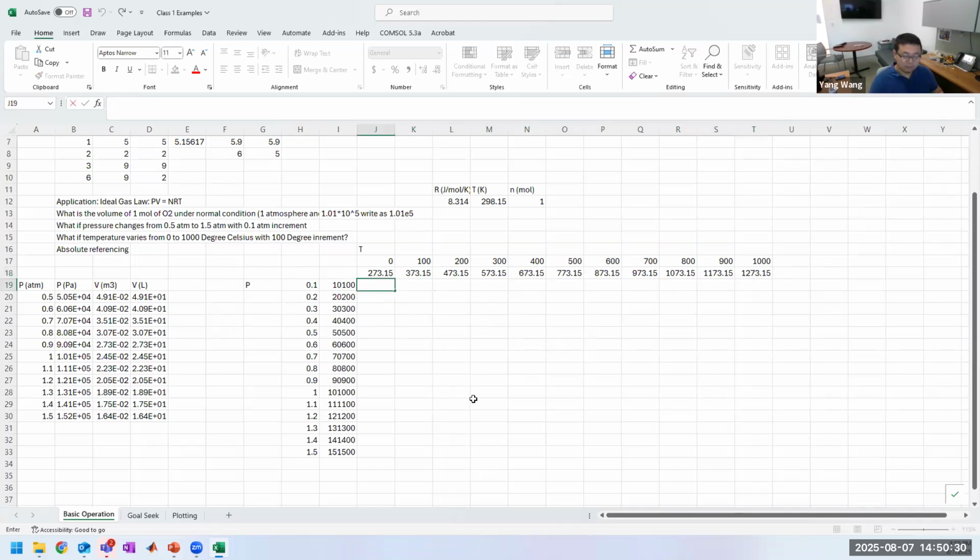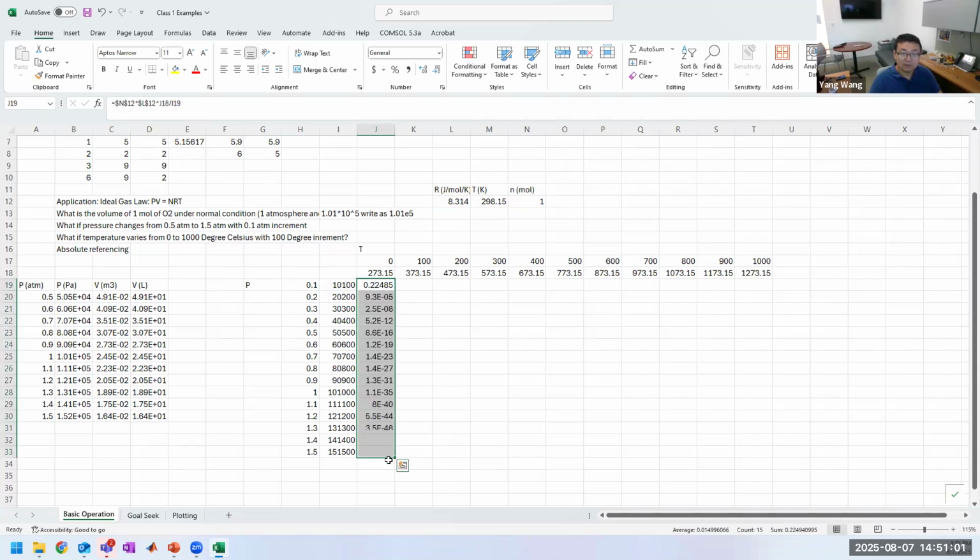And now you have to calculate the volume. So what is the volume? The volume is going to be n multiplied by R multiplied by T divided by pressure. Here we should also note that n, the number of moles, should use the dollar sign. We have to use the absolute reference, and the same for the R here. Okay, so now you can drag the values down.